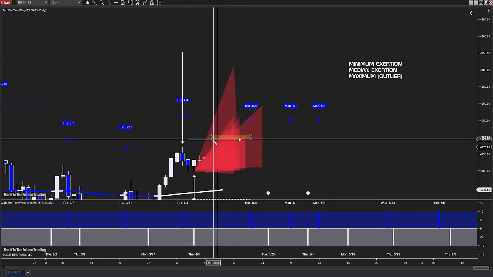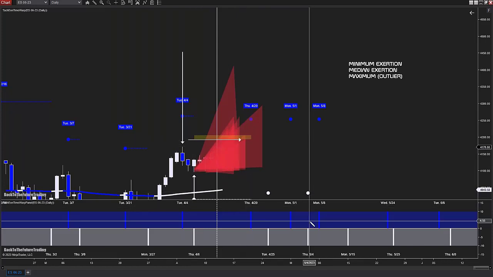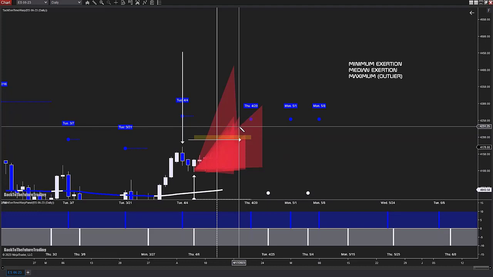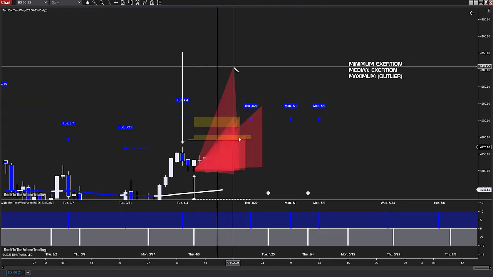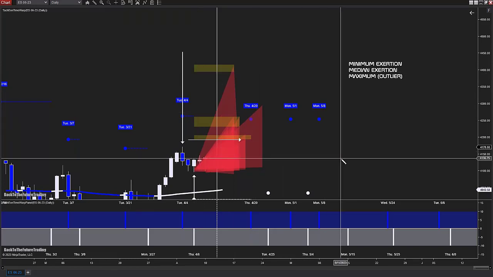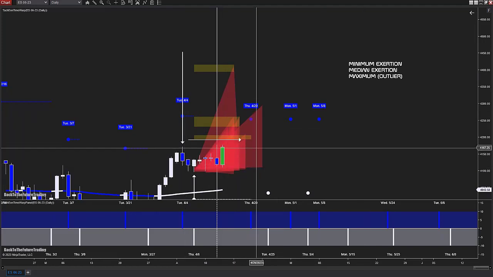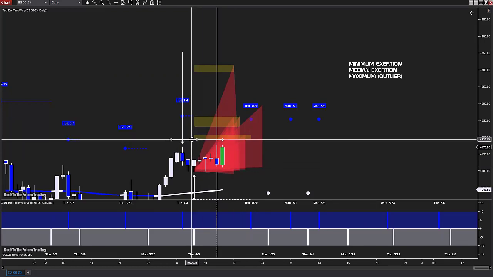So the minimum is here. The median is somewhere in that range. That's where it goes most of the time. And then you got the freakazoid up here, right? The outlier. So check out this. We're not too far away from the minimum.